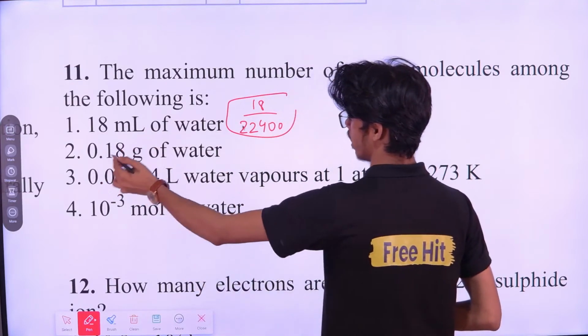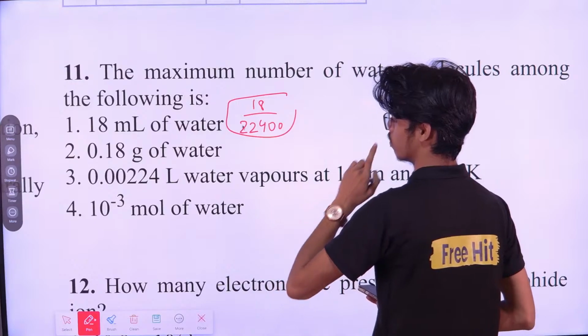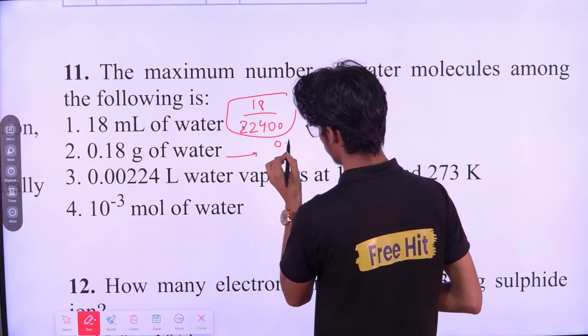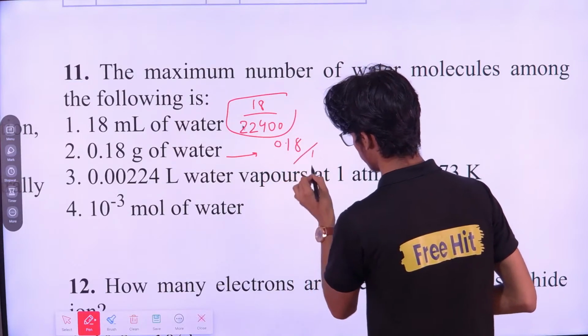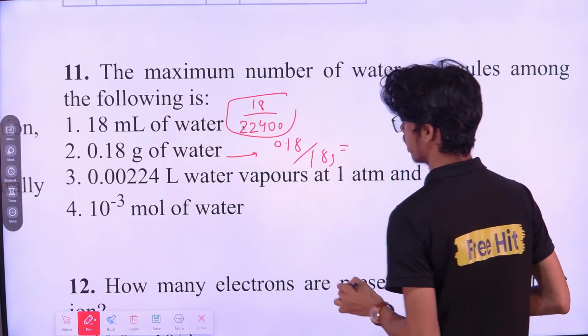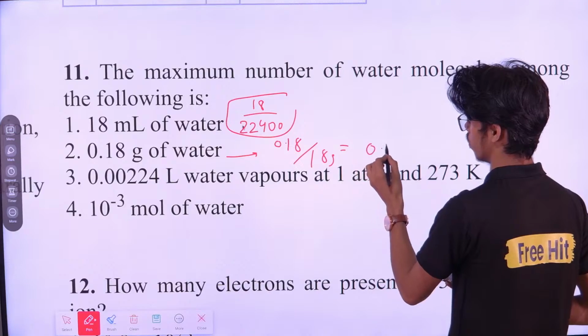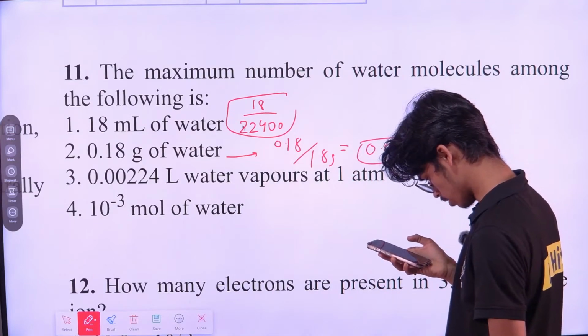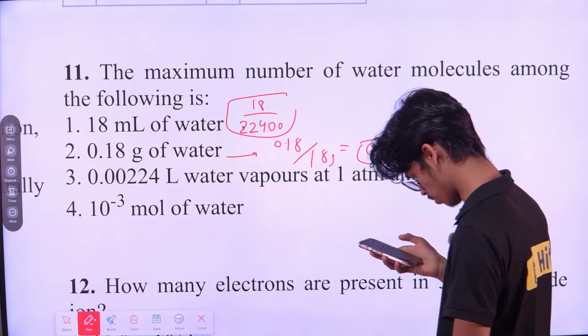Option number 2, 0.18 gram of water. What is 0.18 gram of water? If you divide 0.18 gram by 18 gram, you will get the number of moles, that is 0.01. Right? Aishu is saying option number 1. Priyajyoti is saying option number 1.